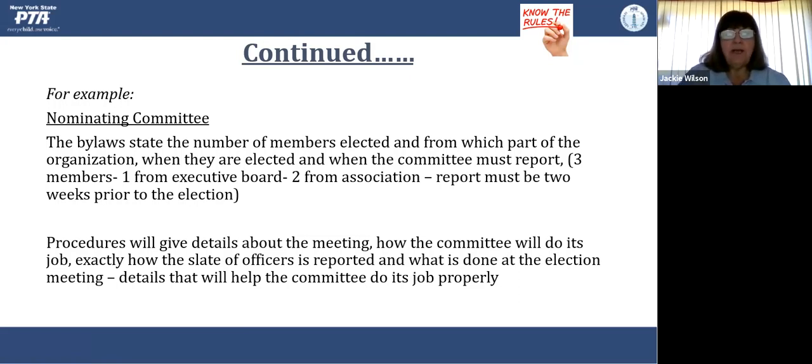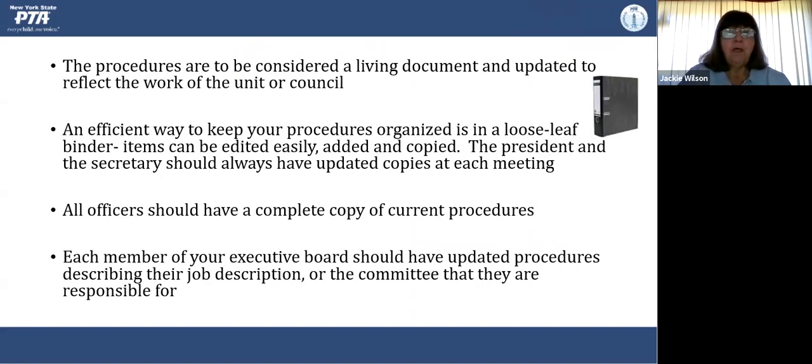Well, the nominating committee has to meet. What do they do? How do they meet? Procedures will give details about the meeting, how the committee will do its job, exactly how the slate of officers is reported, and what is done at the election meeting. Details that will help the committee do its job properly. The procedures are to be considered a living document and reflect the work of the unit or council.